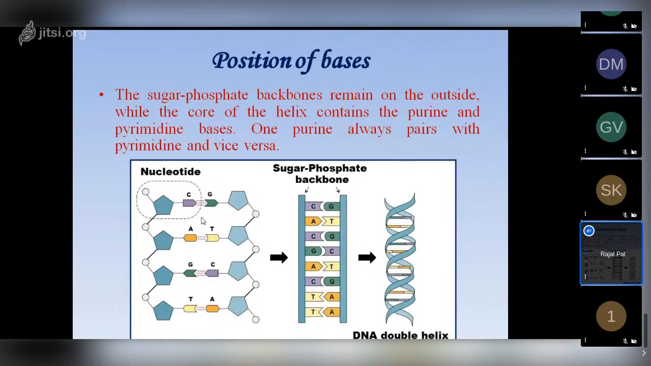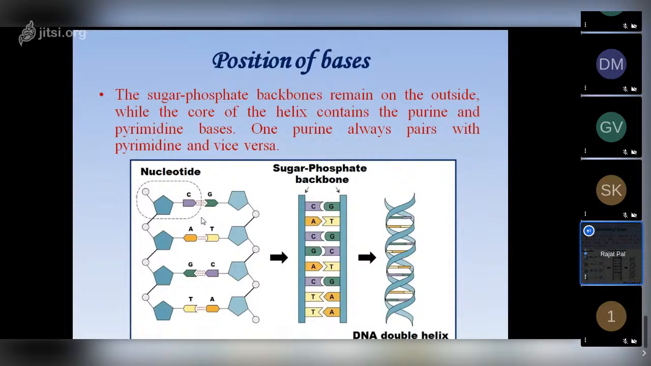In the case of ribose sugar, that is RNA, thymine is not present. Instead of thymine, uracil is present as a nitrogenous base. And always one purine will pair, or hydrogen bond, with a pyrimidine. Two pyrimidines cannot make any base pair. Two purines can also not make any base pair. G is a purine, C is a pyrimidine.